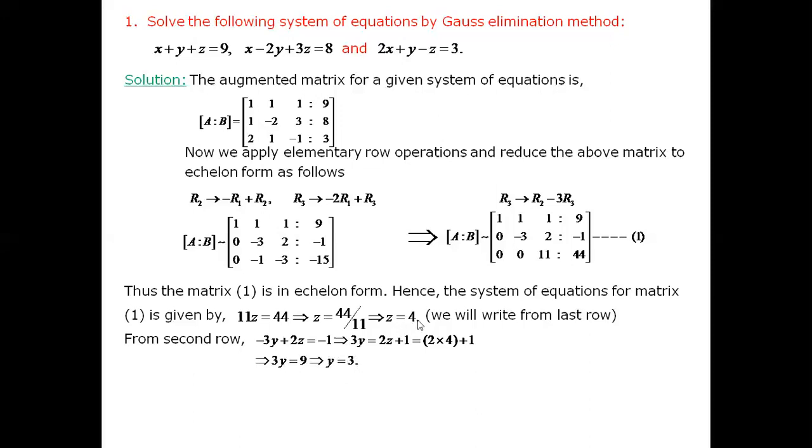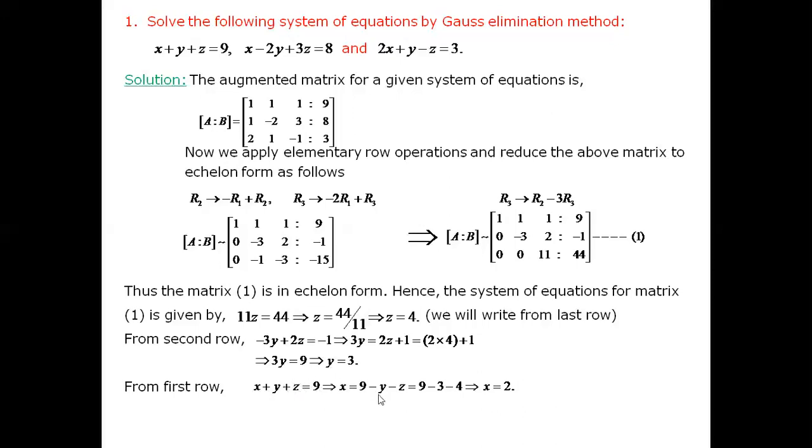Now, the last one, from the first row. So I'm going from last to first. The first row, what is the equation? X is 1, y is 1, z is 1. So I can write x plus y plus z is equal to 9. See this. X plus y plus z is 9. So I want x here. So x is equal to 9.